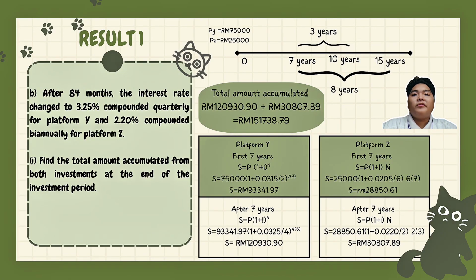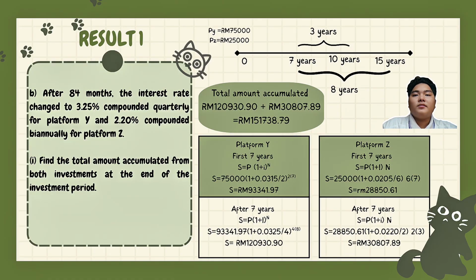For question 1B, we need to find the total amount accumulated from both investments at the end of the investment period. As you can see, after 84 months, the interest rate changed to 3.25% compounded quarterly for platform Y and 2.20% compounded biannually for platform Z. The first step is platform Y. For the first 7 years, we need to use the formula S equals P in the bracket 1 plus i, power of n. The solution is S equals 75,000 in the bracket 1 plus 0.0315 divided by 2, power of 2 multiplied by 7.